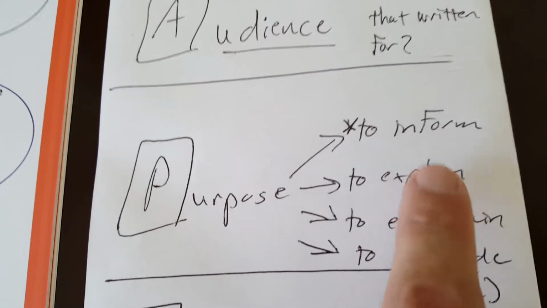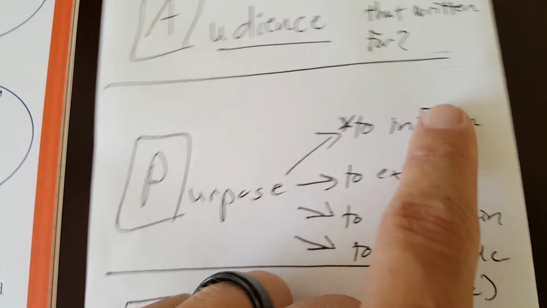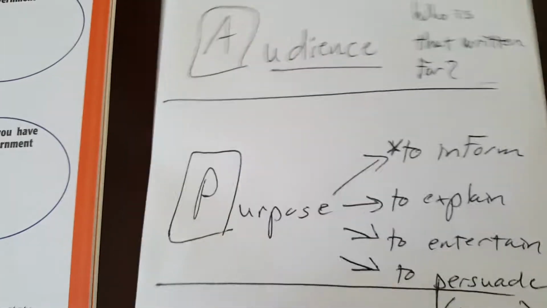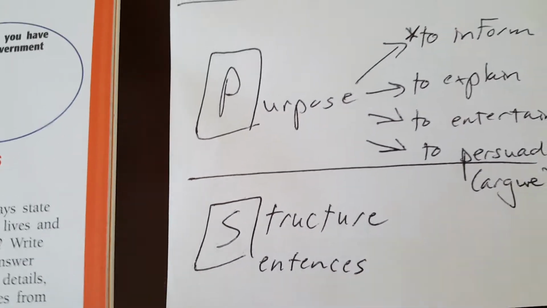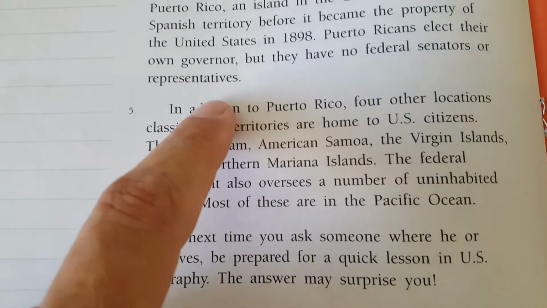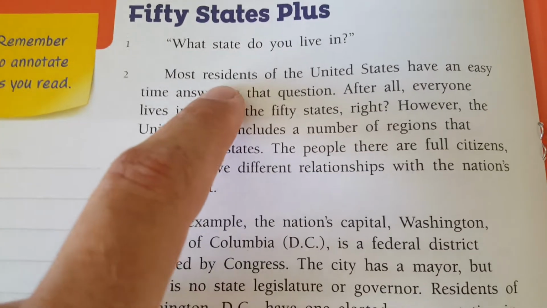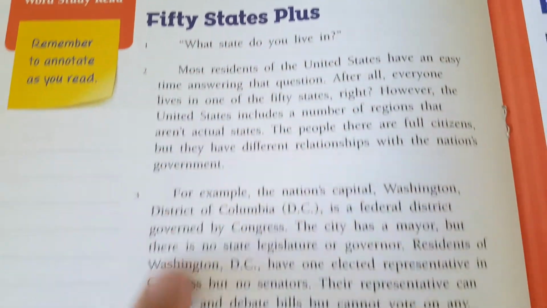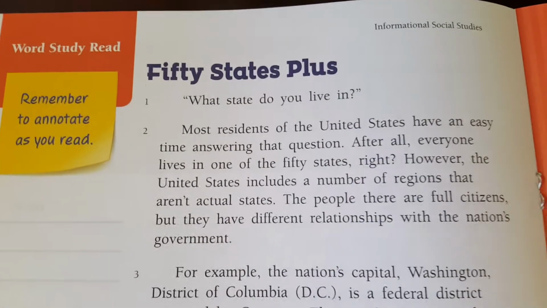The purpose of this information was to inform, just straight up give you information. And then the last one, if you want to look at the structure, just for now, we can count the sentences. So you can count up all the sentences. Another way of looking at structure is there are 6 paragraphs. Look how each paragraph was started: in addition, another home, for example, most residents, what state do you. Just read the first 3 words of each paragraph and it can give you a better flow of the structure of the information as well.